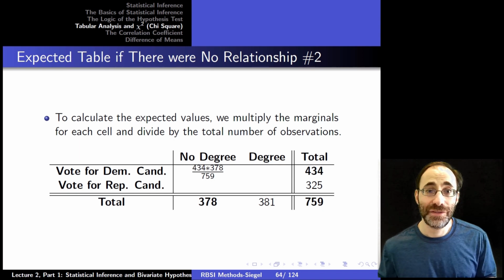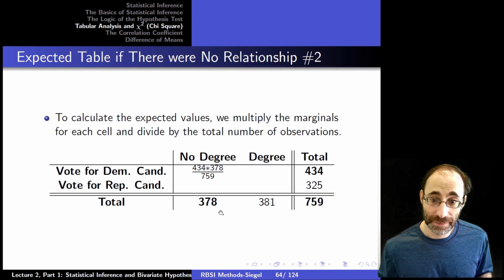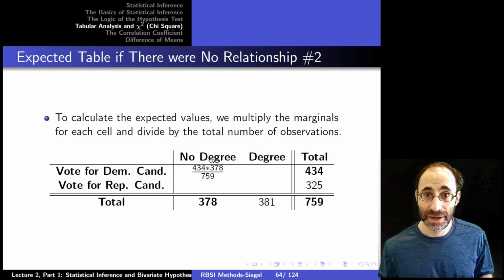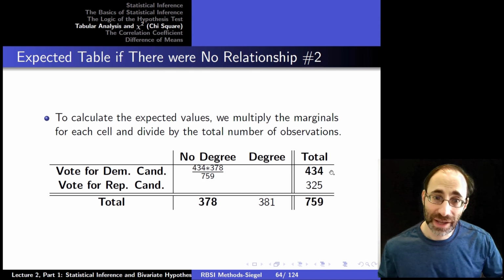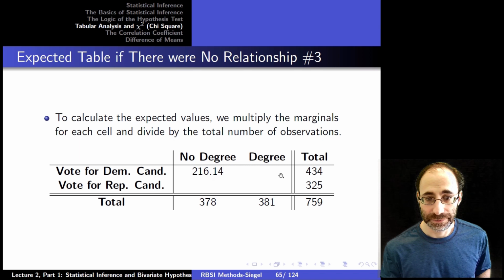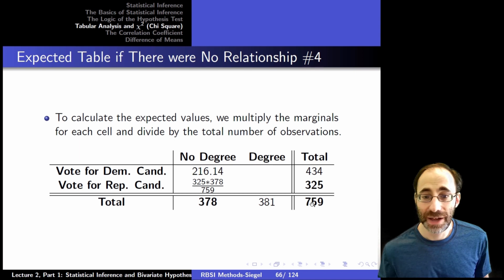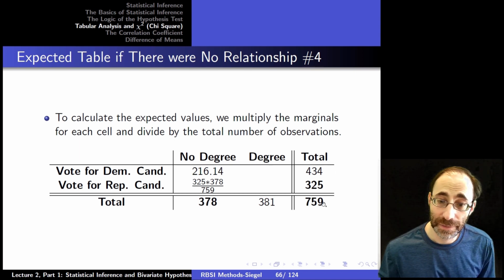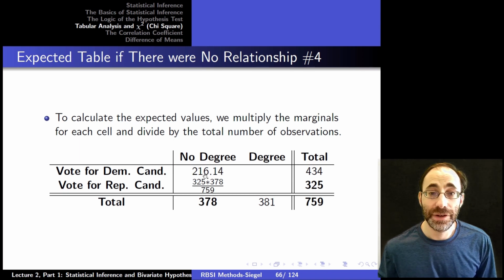If it doesn't matter if you have a degree or not in terms of how you vote, then each type of voter given their degree should be split up according to the proportion of individuals who voted for the Democratic candidate and the Republican candidate in the population as a whole, independently of the degree. So, there were 434 over 759 individuals who voted for the Democratic candidate overall. There are 325 over 759 who voted for the Republican candidate overall. We're going to split them up according to that proportion within the no degree category.